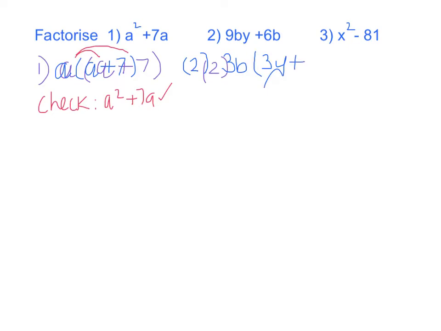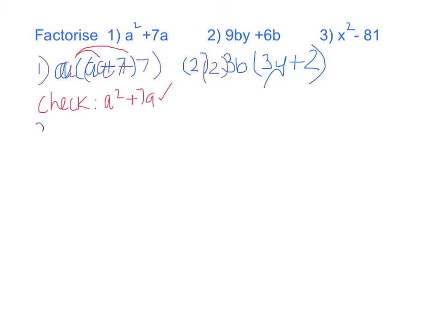Again, look at the numbers first. 3 times 2 would give me 6. I've already got my B, so I don't need to put that in. 3B times 2 would give me 6B. Remember to double check once you've done it. Even if you're not writing out the check, you should be doing it in your head, always.